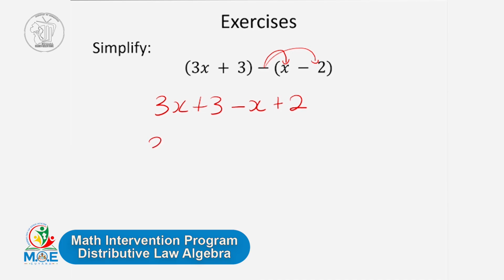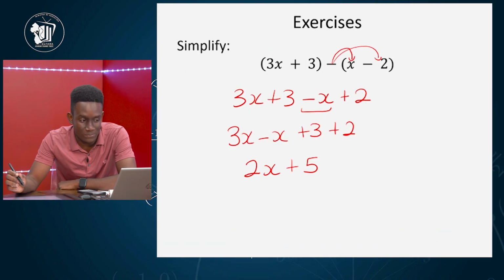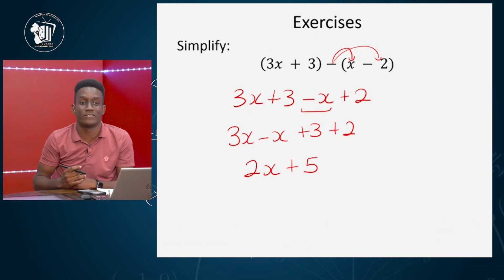And then we put the like terms together. This will be 3x. And we move this here. So we move it with a sign in front. Subtract x plus 3 plus 2. So 3x subtract x would give me 2x, and 3 plus 2 would give me 5. So when I simplify this, I will get 2x plus 5. So I had to distribute the negative sign.